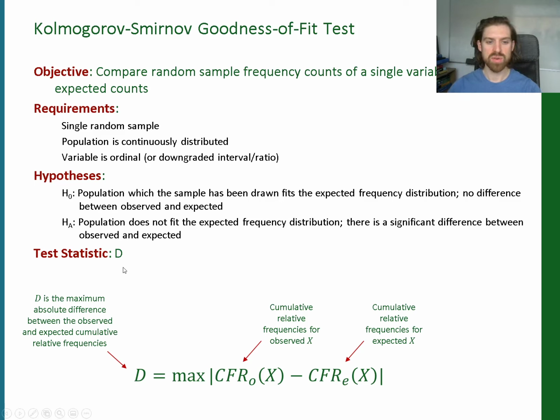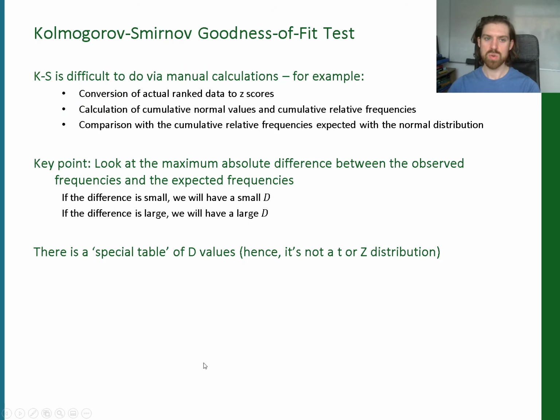The difference here is that we're using test statistic D, so D is the maximum absolute difference between what you observe and the expected cumulative relative frequencies. And over here we have the cumulative relative frequencies for observed X, and we have the cumulative relative frequencies for expected X. So this is how you essentially calculate the D value.